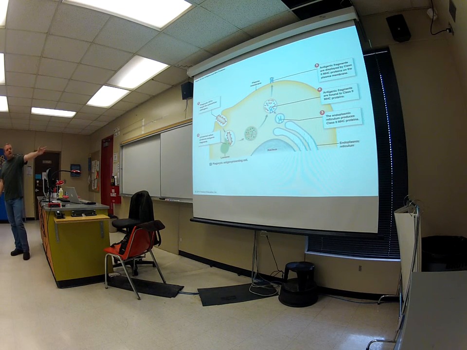Well, here's what we're looking at right now. Phagocytic antigen presenting cells. What are the three types of antigen presenting cells? Give me one of them. Macrophages. All right. What's the other one? Dendritic cells. And then possibly B cells.